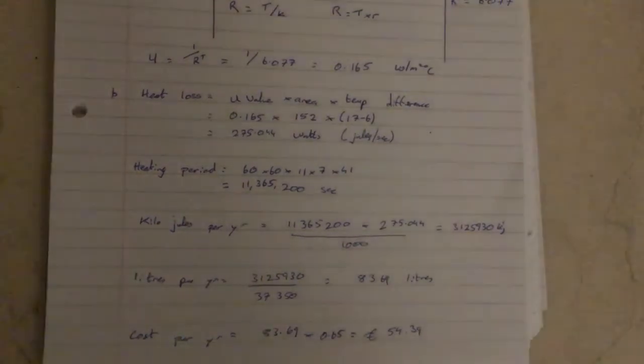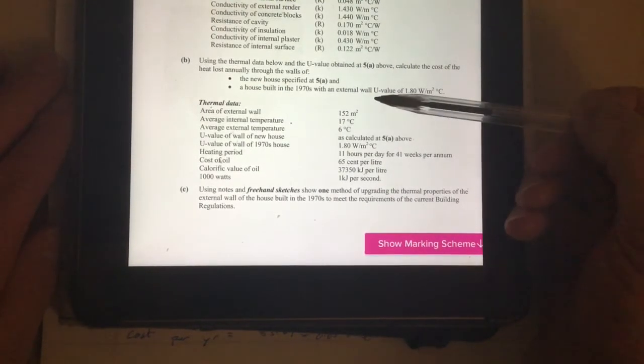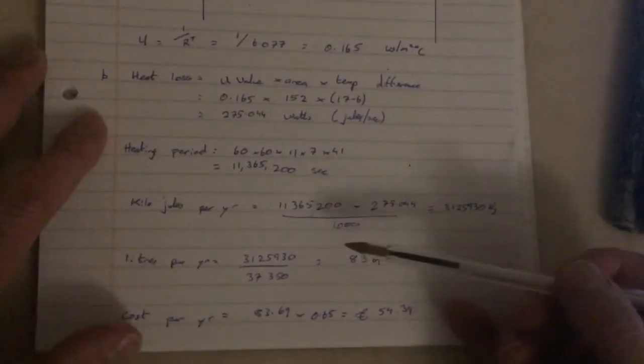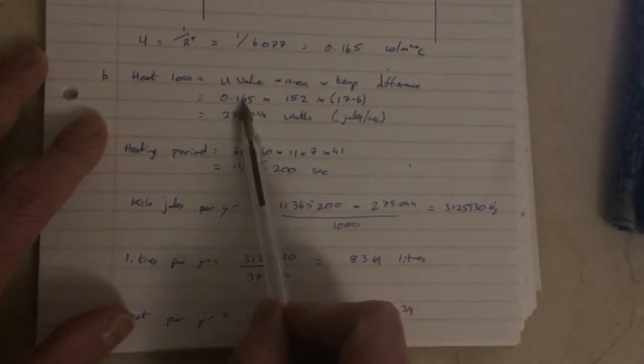Now, that's usually all you have to do, but this question asks you for two things. It asks you for the house that we calculated up here, which we've done now, and a house built in the 1970s with a U value of 0.18. Now, there's two ways of doing it. We could go through all this formula again and sub in 0.18, but that's a lot of work. Instead, for part 2, my U value from the first part of the question was 0.165, and that gave a cost of 54 euro and 39 cents.